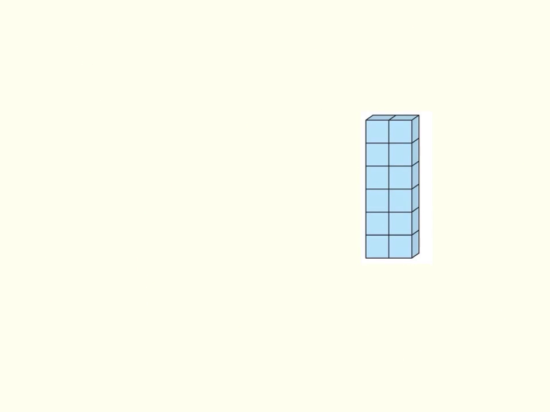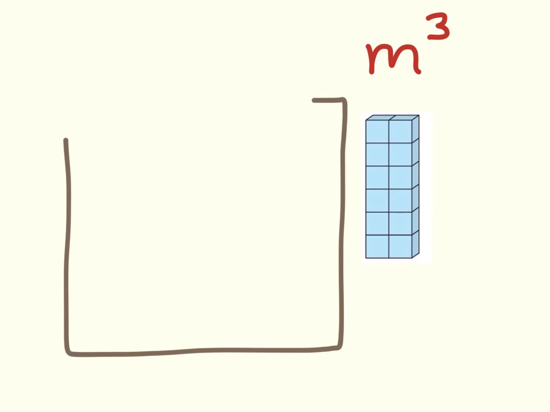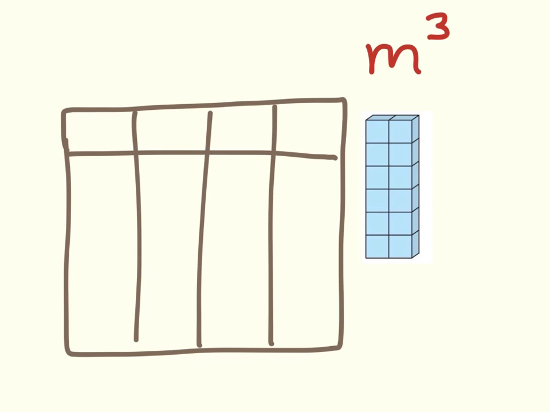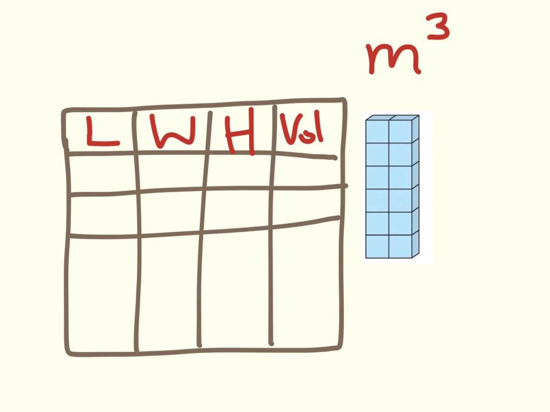Let's do one more example, but let's pretend that these are made with meter cubes. So they're made with giant cubic meters instead of centimeters. Alright, so let's make our table. It's the same as always, nice and neat, of course. 4 columns. We start with length, width, and height, and then the last one is volume. Perfect.